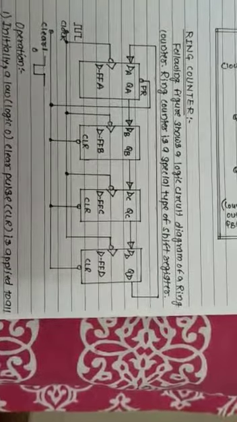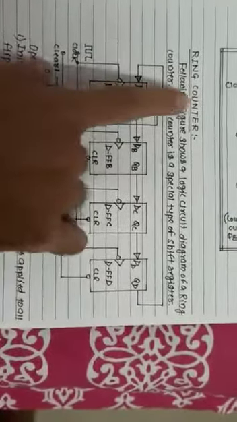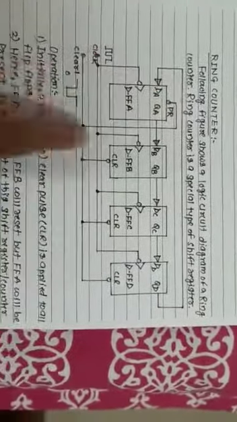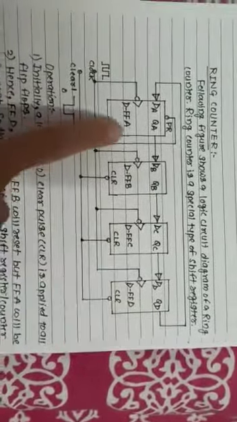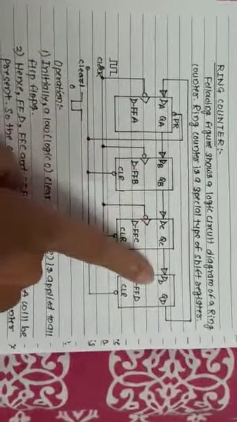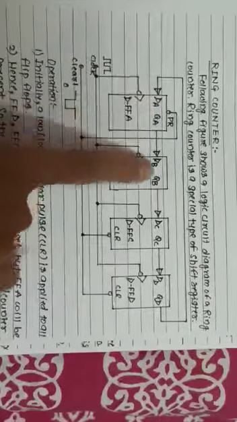This is a circuit diagram of a ring counter. Here 4 flip-flops are used. All these flip-flops are of D type. 4 D flip-flops are used.